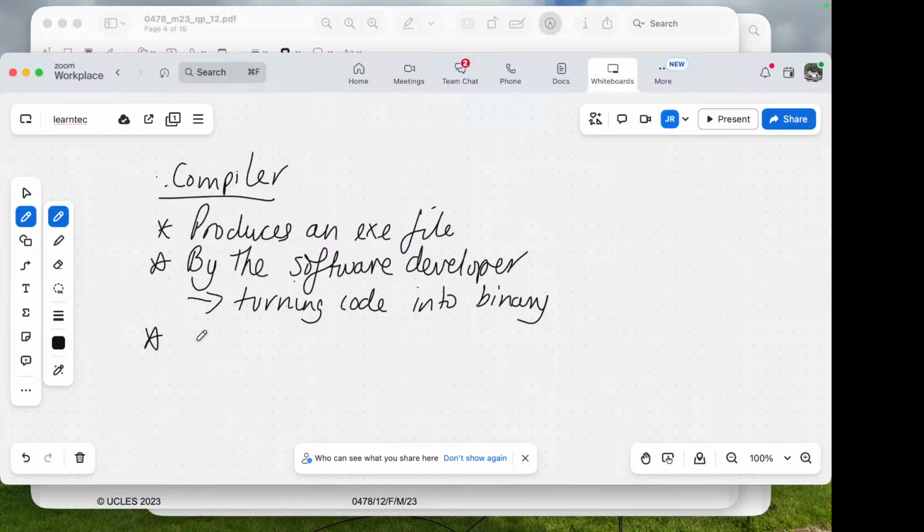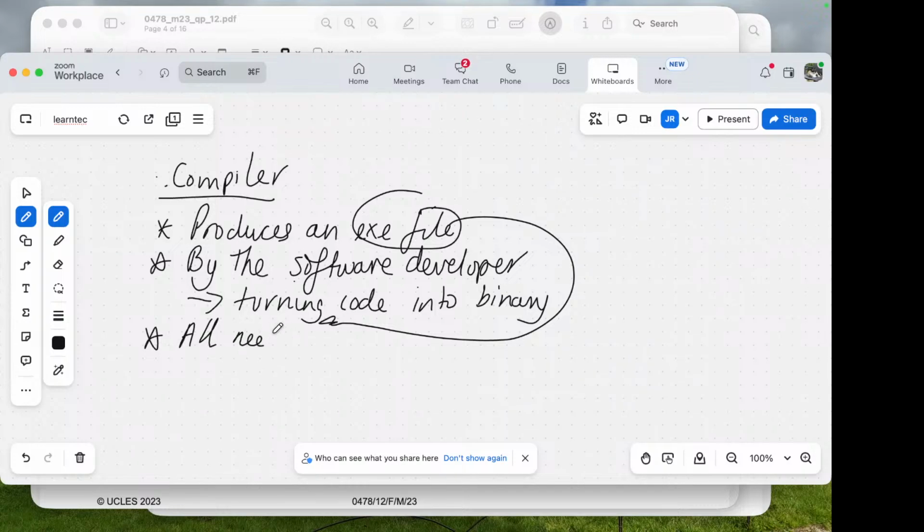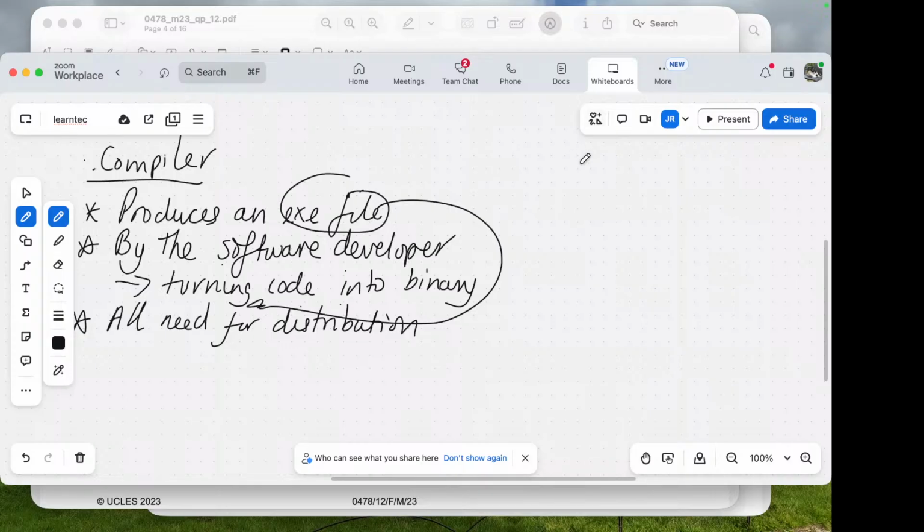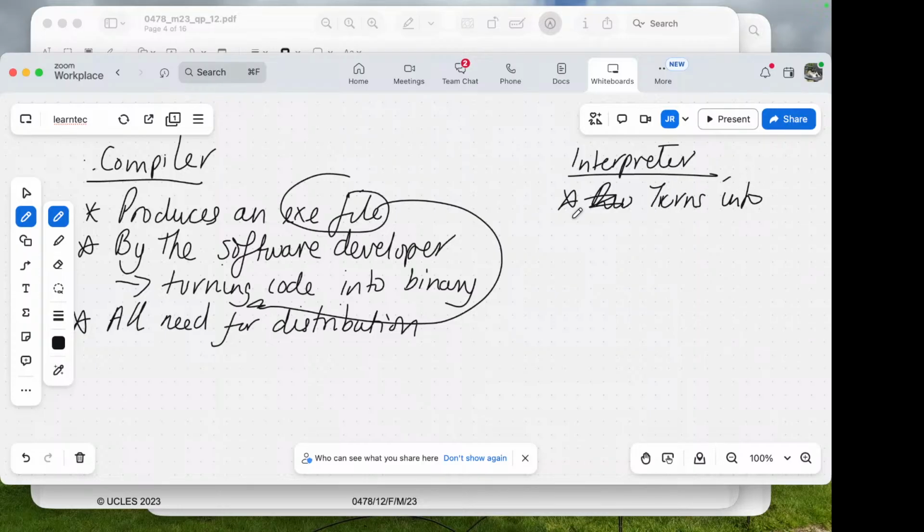Another thing you could say for the compiler is that that's all you need. The executable file is all you need for distribution, so you don't need to give them anything else. Because we're turning it into binary at the time by the programmer, we don't need to give the translator to the user. The difference is with an interpreter, so languages like Python, for example, you don't get an executable file. It turns it into binary at the time you run it, or as you run it.